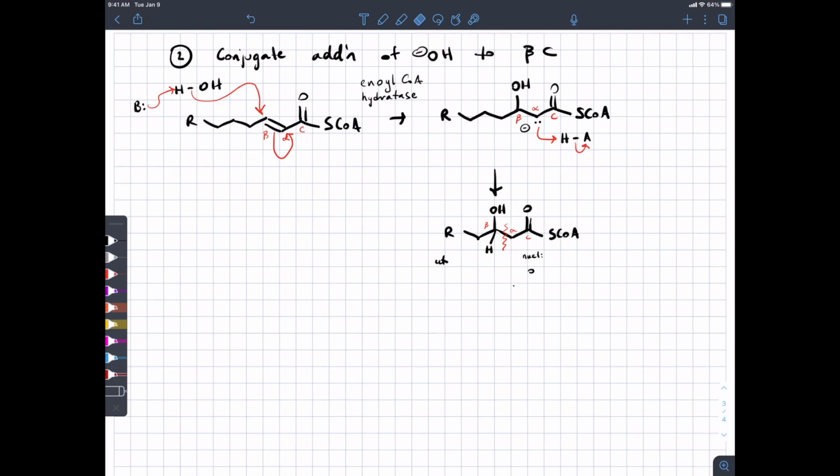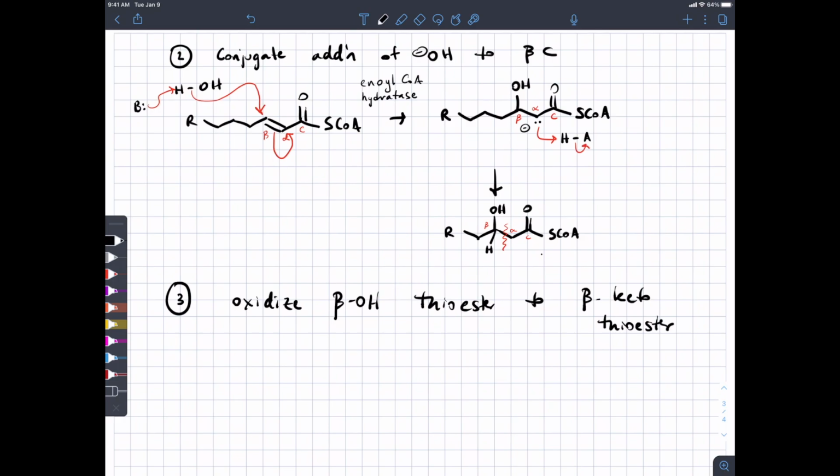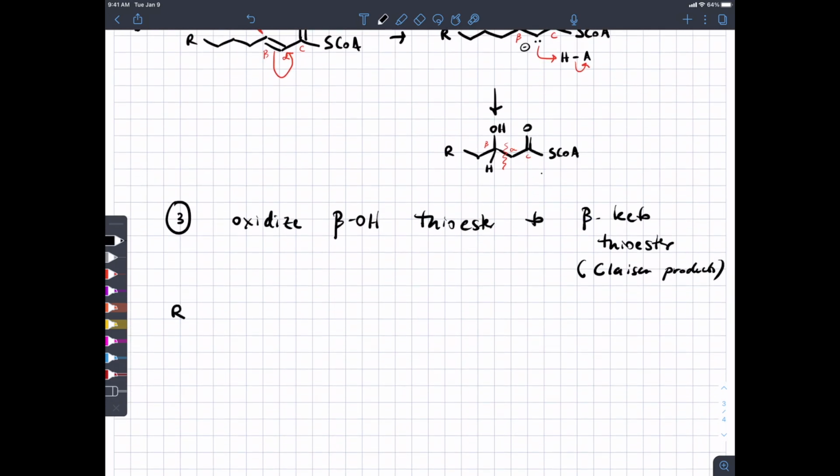Okay, so instead of trying to do the retroaldol, what we're actually going to do at this stage is we're going to oxidize the beta hydroxythioester to a beta ketothioester. And remember that beta ketothioesters are Claisen products. So how are we going to do this? Well, here's your beta hydroxythioester.